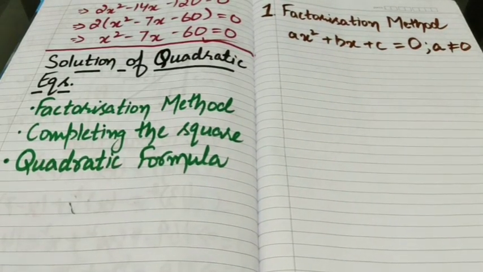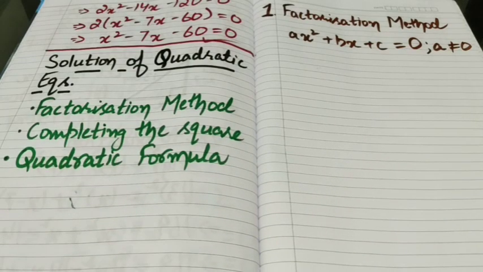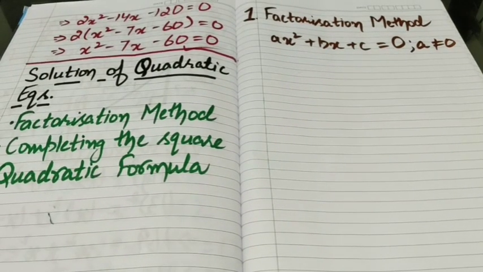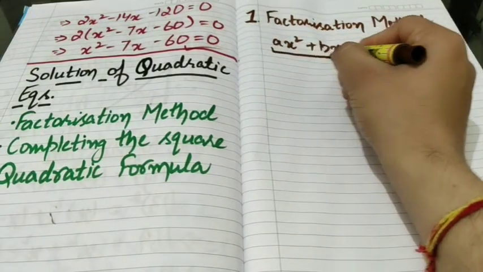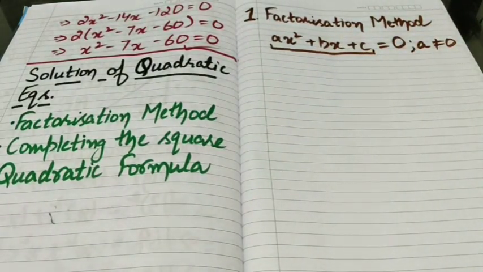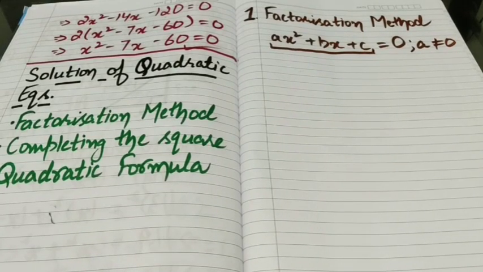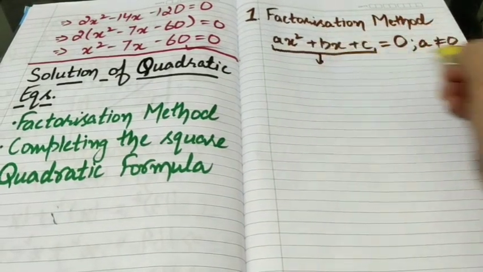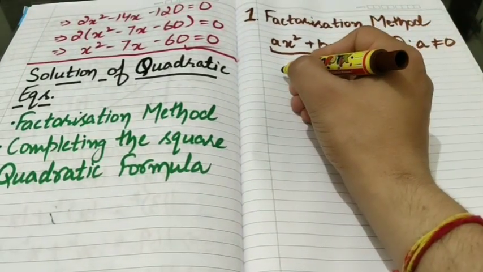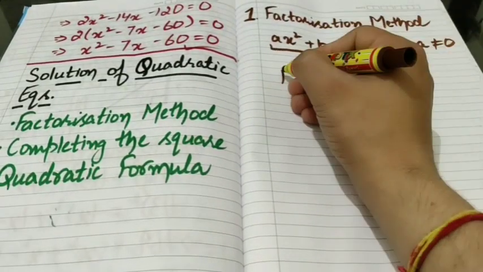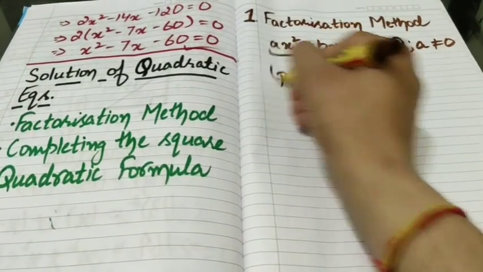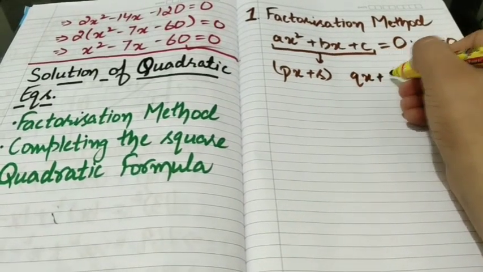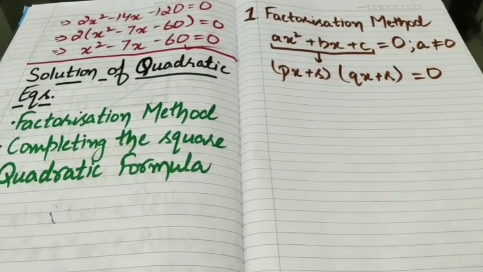If we want to find the solution of this equation by using the factorization method, first of all, we have to express the quadratic polynomial on the left hand side as a product of two linear polynomials. Means we have to factorize this polynomial and write it as a product of two linear polynomials. Let us suppose that if we factorize ax square plus bx plus c and are able to write this as a product of two linear polynomials like (px plus s) into (qx plus r) equals 0, as it is.